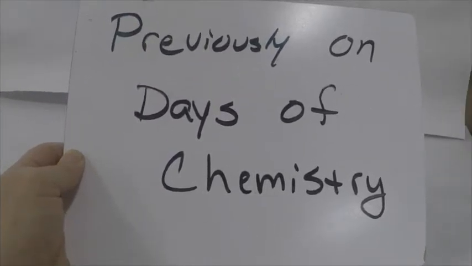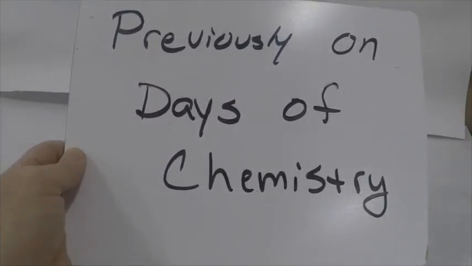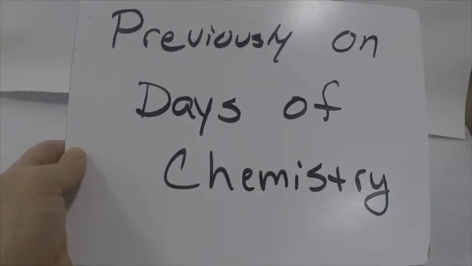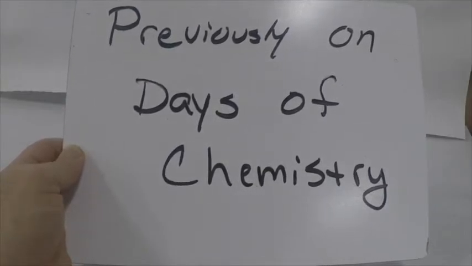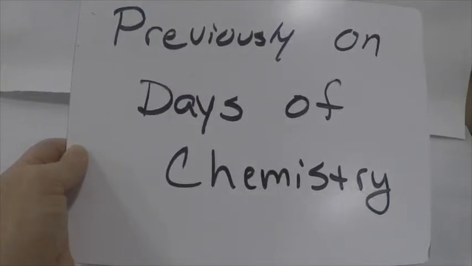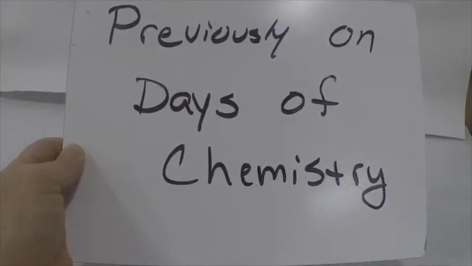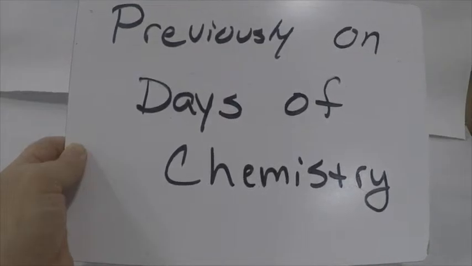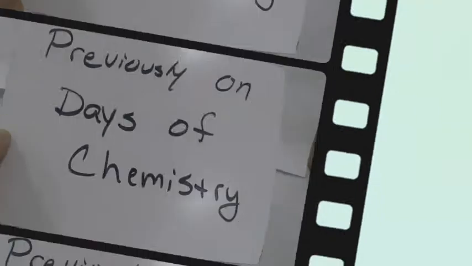Previously on Days of Chemistry, recall that Johnny was discussing with Mary how to determine the number of significant figures in a number. Meanwhile, Frank, unbeknownst to them, was trying to calculate why this particular zero was not significant.